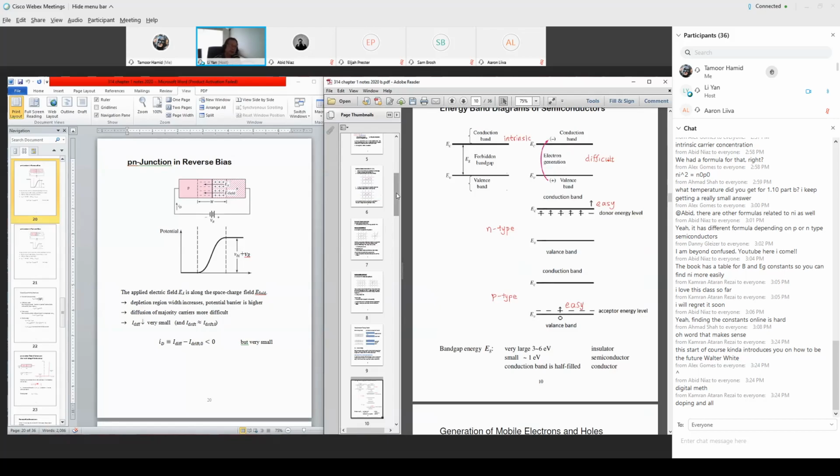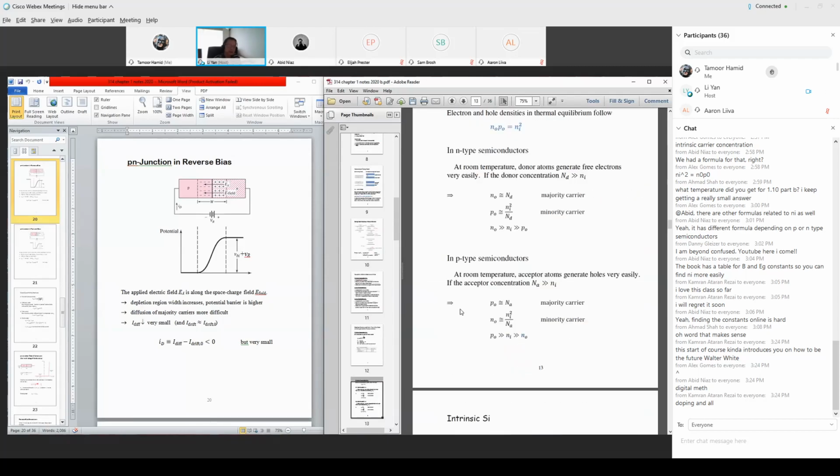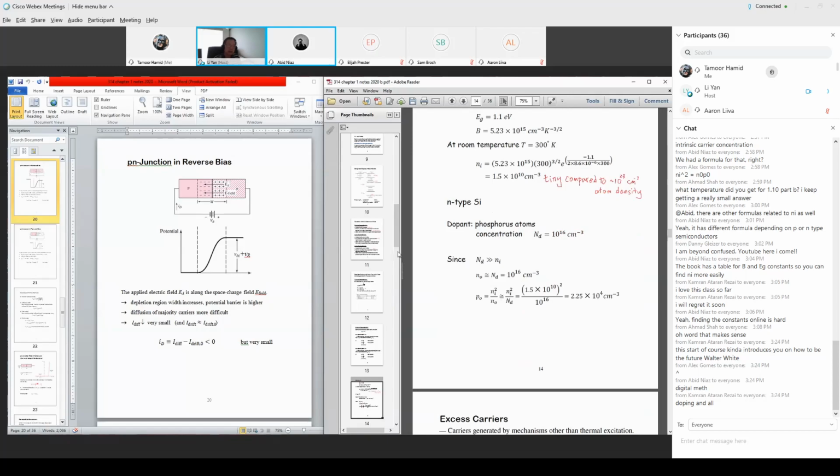In semiconductors, it's a totally different story. You have to create charge carriers. If you don't have charge carriers, no electricity, no current. Any question? No. Okay, so hopefully I answered that question.